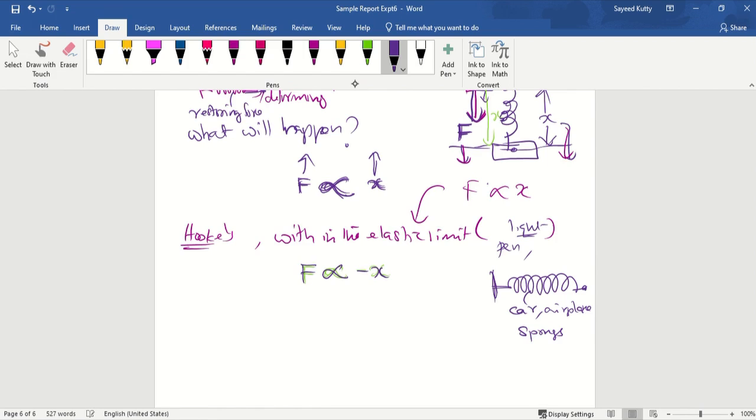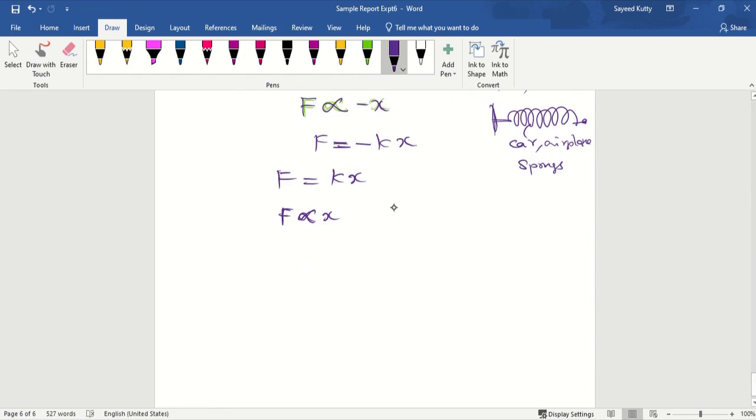So F is directly proportional to X and F is equal to minus Kx, where K is a constant called the spring constant. For simplicity, we are not going to bother about the direction of the restoring force and the minus sign. We're just going to simply take the equation as F is equal to Kx. So if we increase the force on the spring, the extension is also increasing, or the compression is also increasing. So we can say F is directly proportional to X, or F is equal to Kx, where K is a constant we call the spring constant.